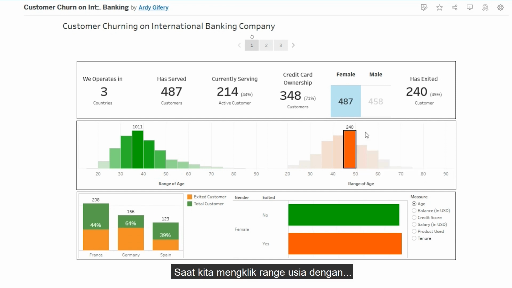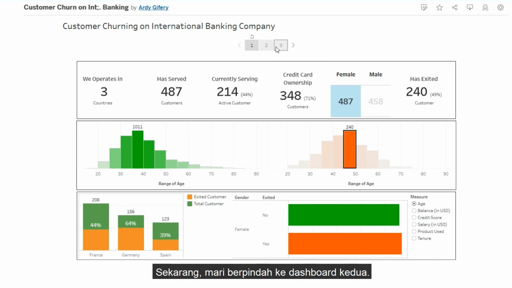When we click on the age with the highest churn rate, we can observe that female customers aged between 45 to 50 have an alarmingly high churn rate. The disturbing fact is that female customers in this age range in Germany have an exit rate of 64%. Clearly, there is a significant issue that needs to be addressed soon in this context.